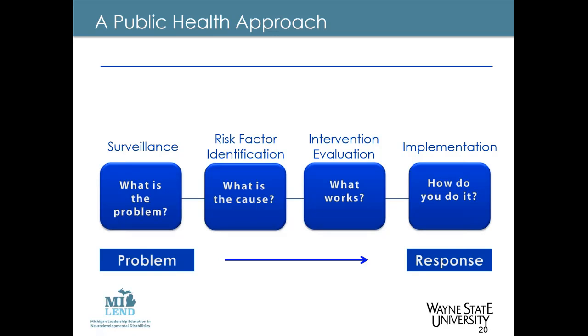The key things to note here are that public health problems are diverse and can include a wide range of conditions: chronic diseases, infectious diseases, emergencies, injuries, environmental health problems, and others. Regardless of the topic, in public health we take the same approach. We take these 4 steps. We have these 4 questions, and these 4 steps take us from identifying a problem, what is the problem, surveillance, to identifying risk factors, what is the cause, to determining what works, to how do you do it, to implementation. So taking us from problem to response.